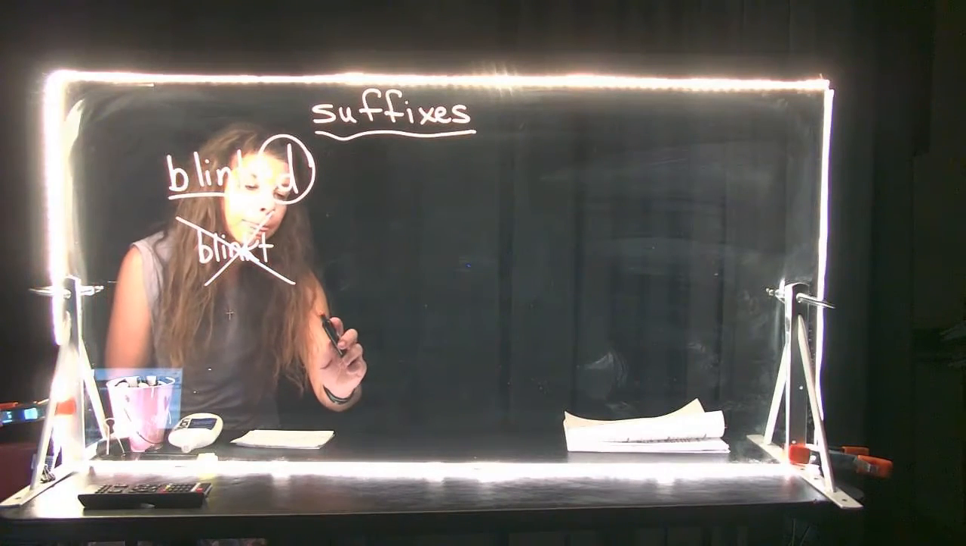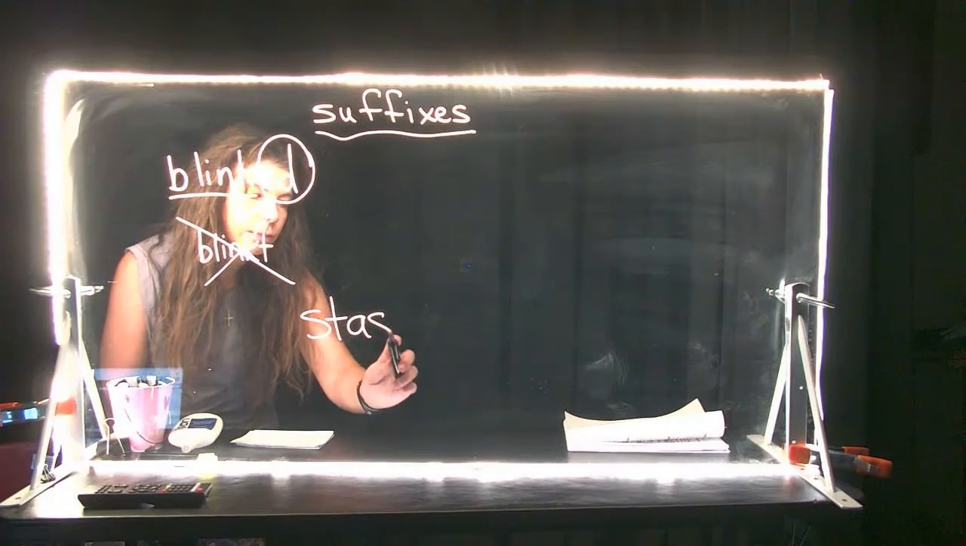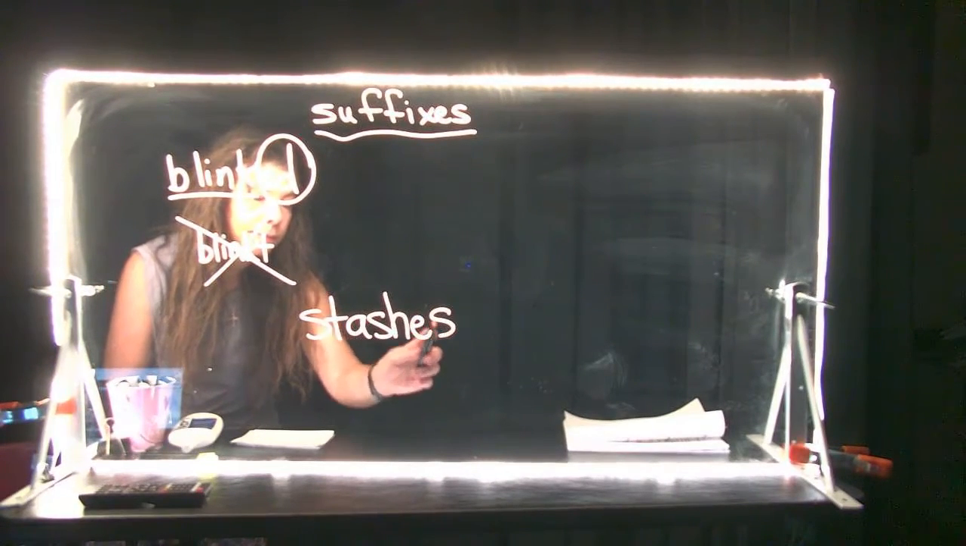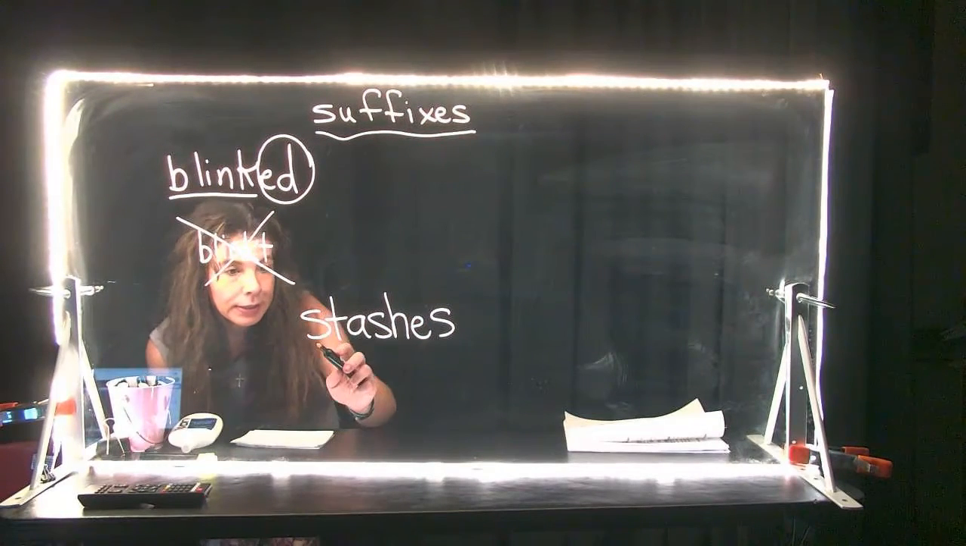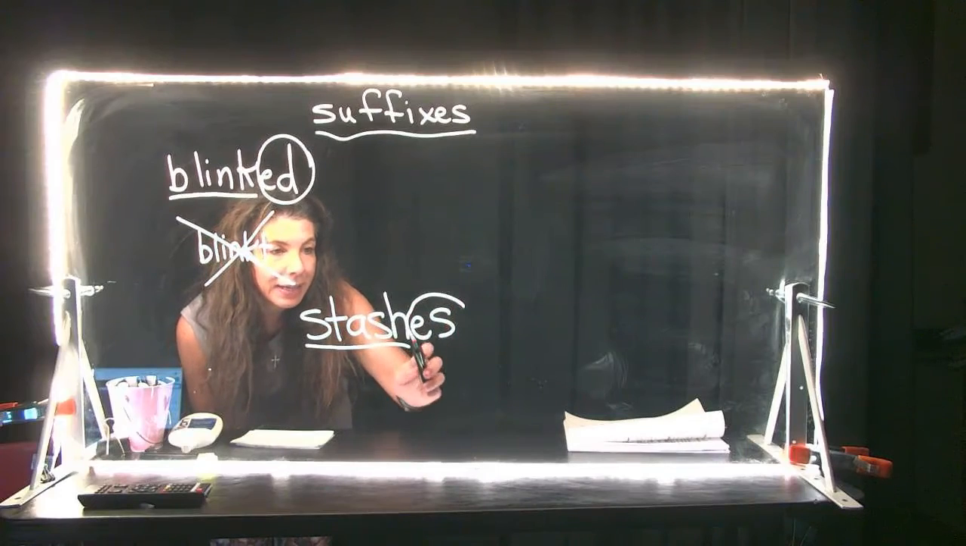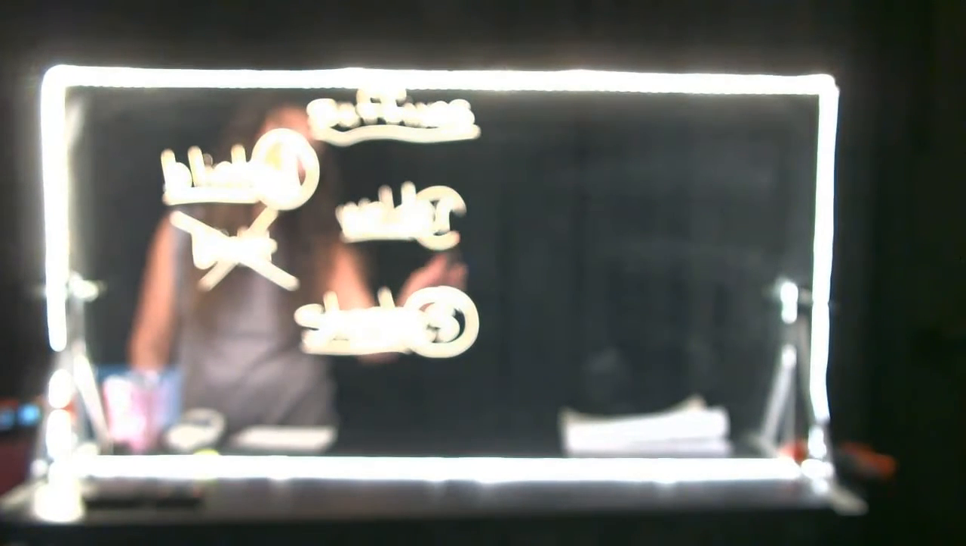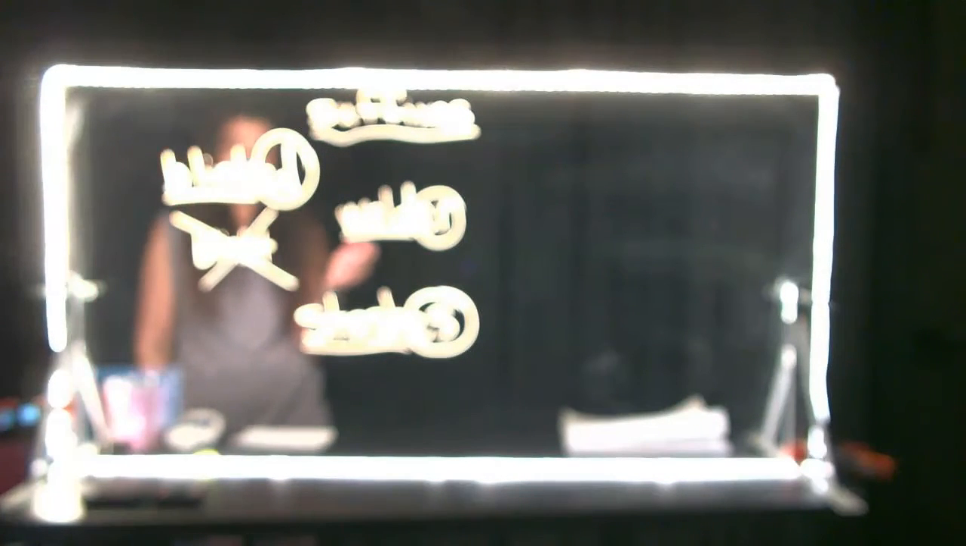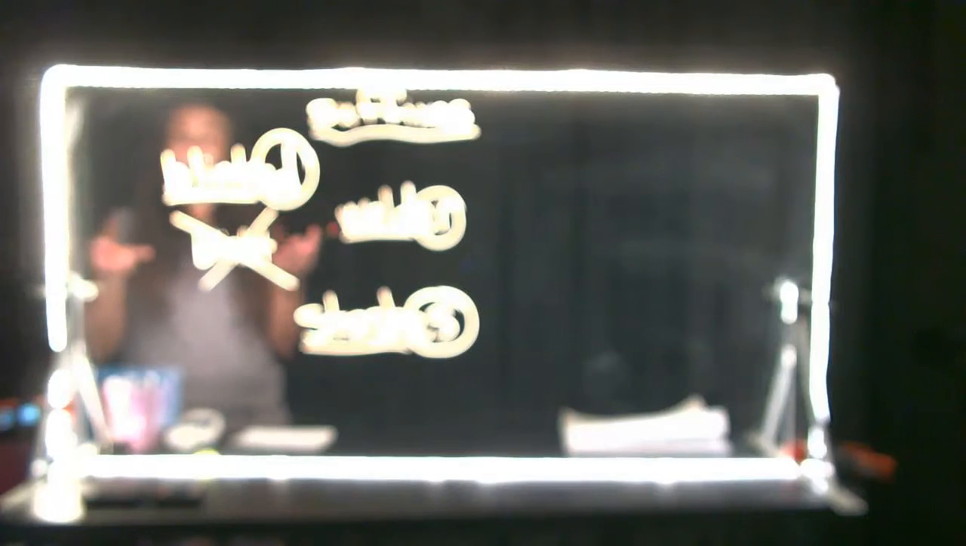What about this word? Stashes. Stash is my base word. It's a verb, something you do. You hide it. I have to add es because it is an sh ending. What about this word? Welder. Weld is my base word. A welder is someone who puts things together, works with metal. So these are examples of words with suffixes.